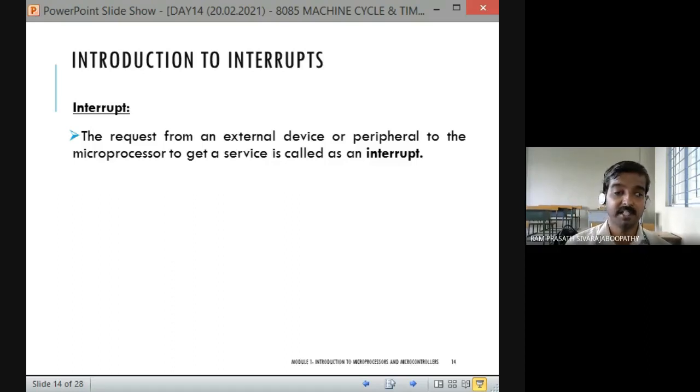This we call it as interrupt. Interrupt is a request signal from externally connected device to the CPU so that the CPU has to perform some task to the IO device. Say for example, a door has to be opened. Correct? Meaning what? What about the need of the request? What about the purpose of the request?